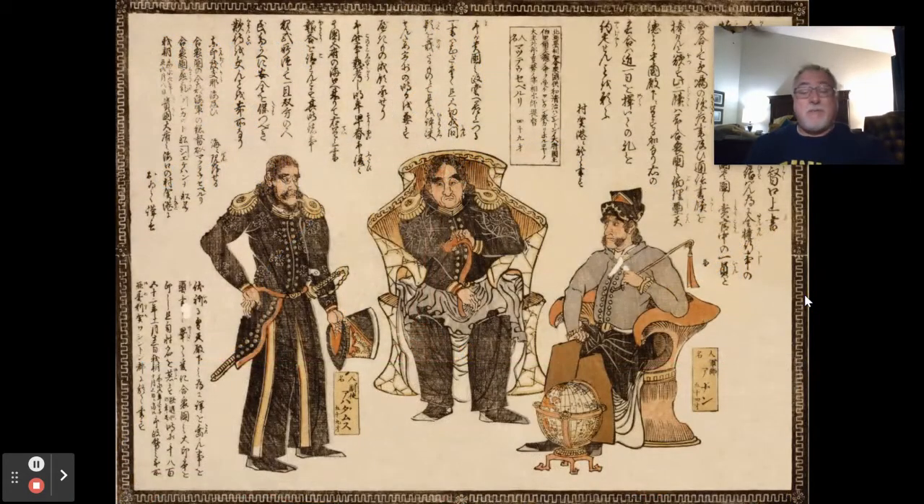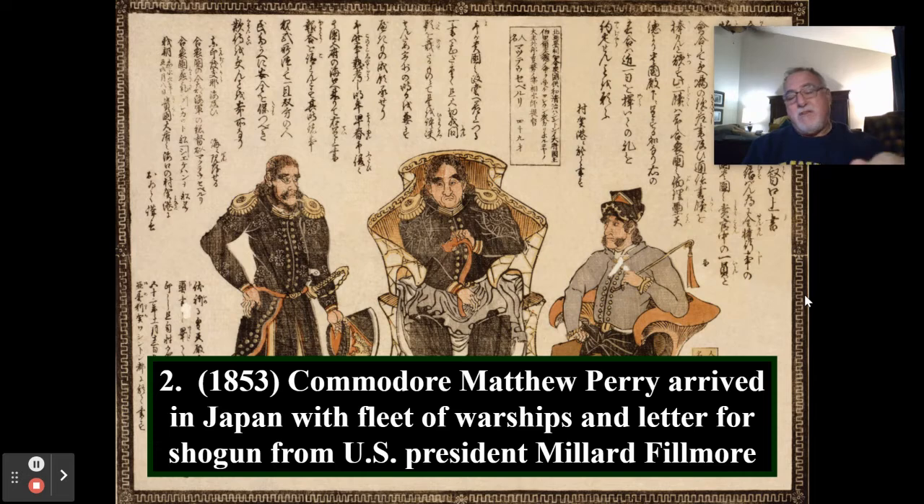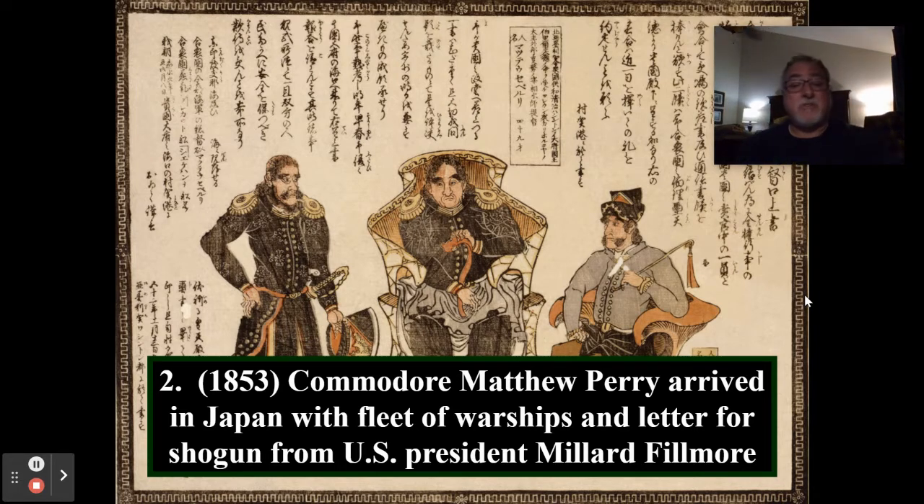Another thing that's going to happen is this guy. This is probably his greatest claim to fame. This is definitely the only time you're ever going to hear this man's name. It's like the first time I've ever heard his name mentioned in a world history class at the high school level. But Commodore Matthew Perry arrived with a fleet of warships and a letter for Tokugawa from President Millard Fillmore. So there, you've just learned a new president.